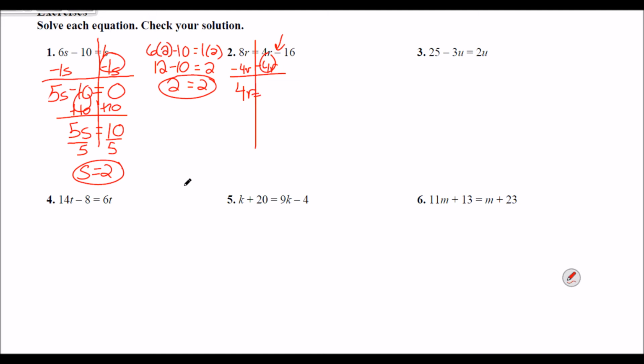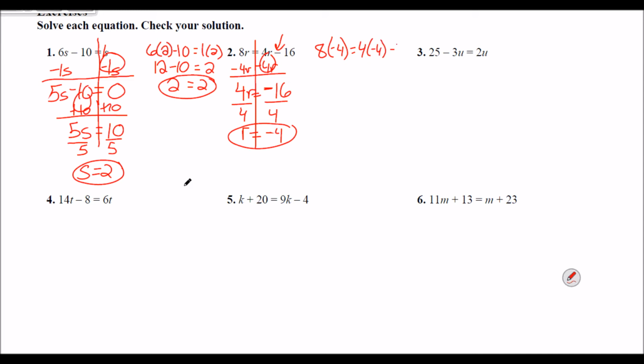And that subtracts 16. Again, a common mistake is people forget to bring that subtraction sign down, which now turns into that negative 16. All right, and now I want to get rid of the 4, which gives us r equals negative 4. Again, we can plug this back into the original equation, and we can check to make sure it works out.